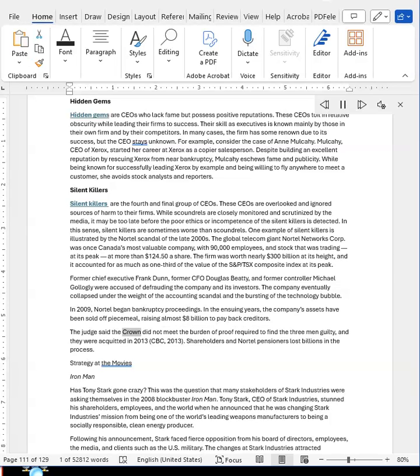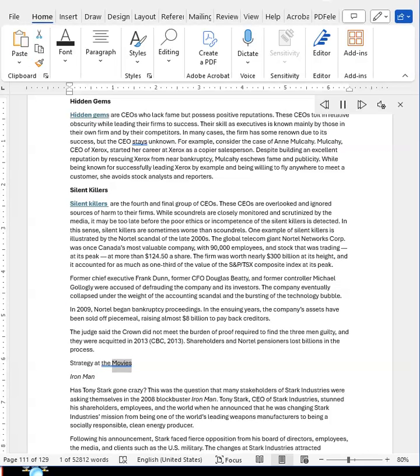The judge said the Crown did not meet the burden of proof required to find the three men guilty, and they were acquitted in 2013 (CBC, 2013). Shareholders and Nortel pensioners lost billions in the process.